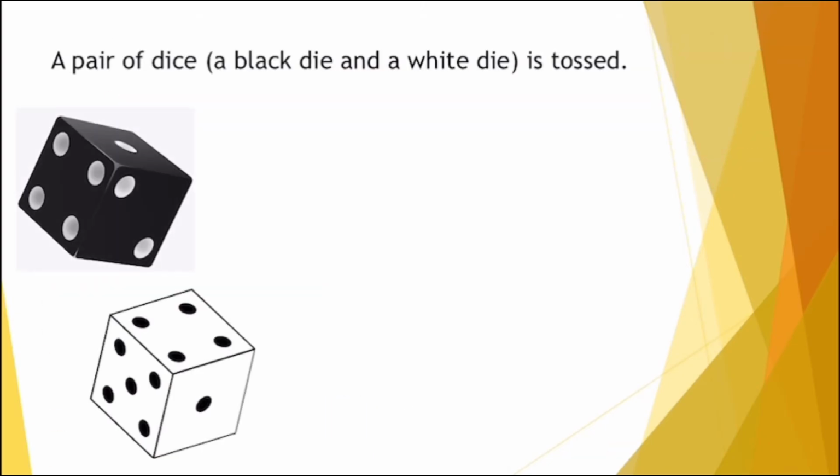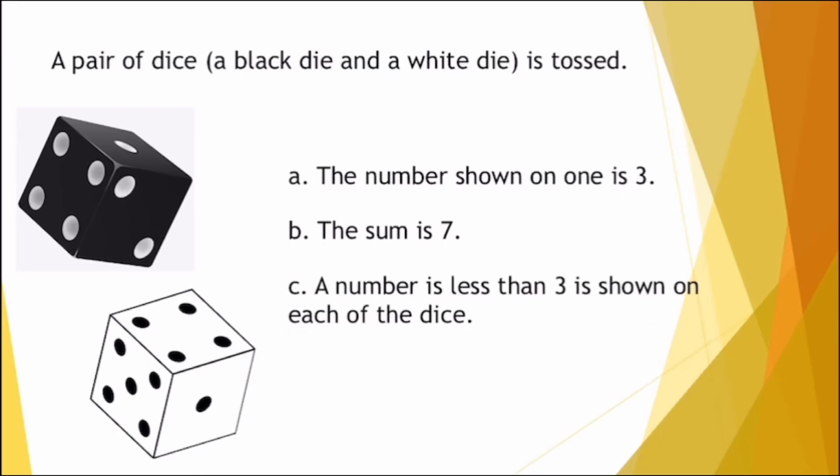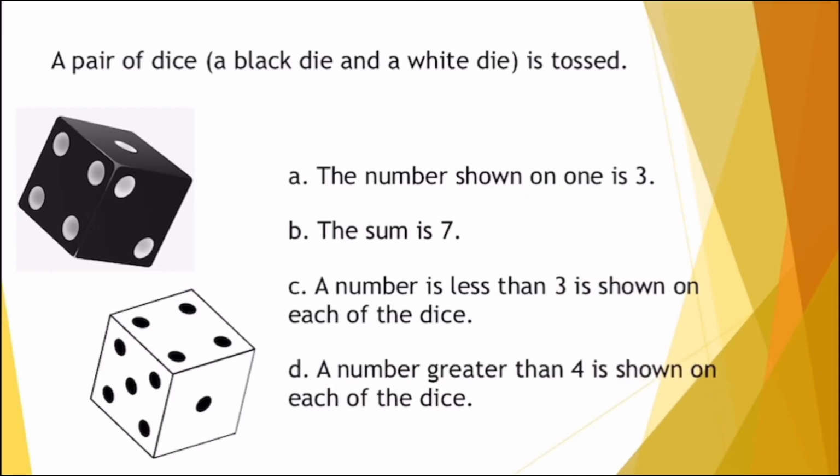Let's proceed to our fourth experiment. A pair of dice, which is a black die and a white die, is tossed. List all the elements in the following events. The first, A, the number shown on the first is 3. B, the sum is 7. C, a number less than 3 is shown on each of the dice. And D, a number greater than 4 is shown on each of the dice.